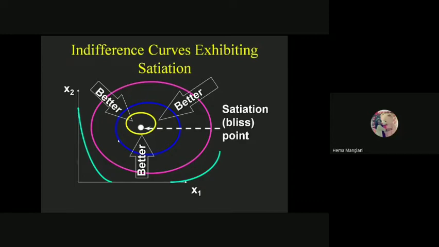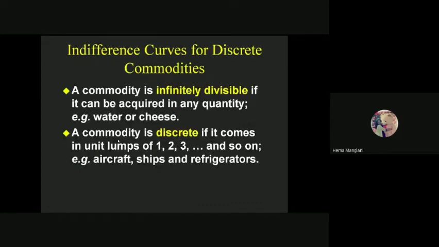Indifference curve for the discrete commodities. Another feature of the indifference curve is the discrete commodity. The commodity which is infinitely divisible, you cannot take into account. Here it's very important that you can divide the goods like this: one, two, three, and so on. So discrete analysis is very important in indifference curve analysis. Those goods which are indivisible, or infinitely divisible, we cannot take into account.